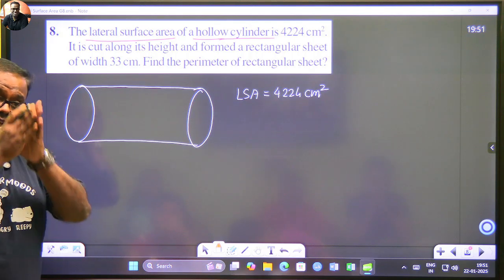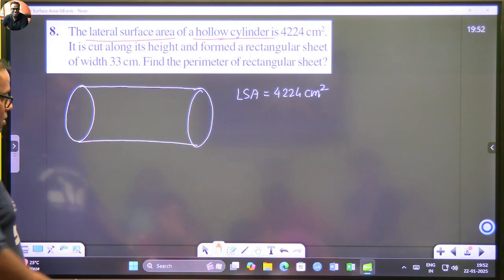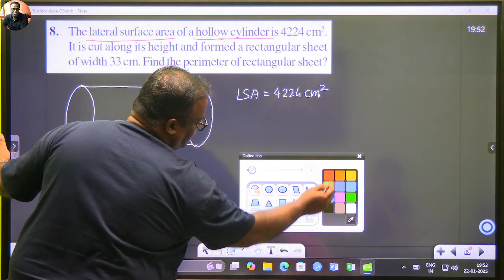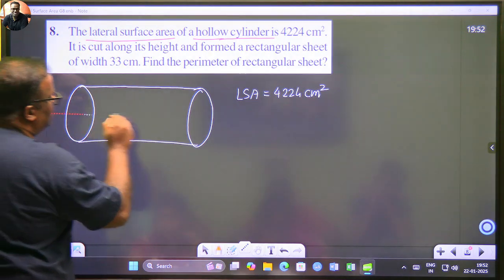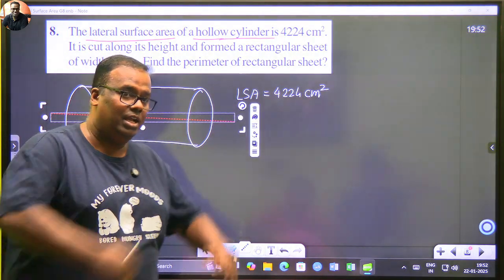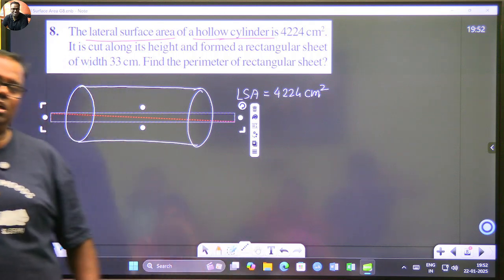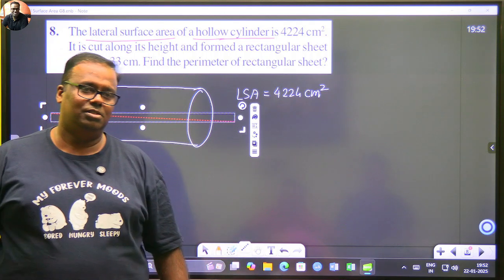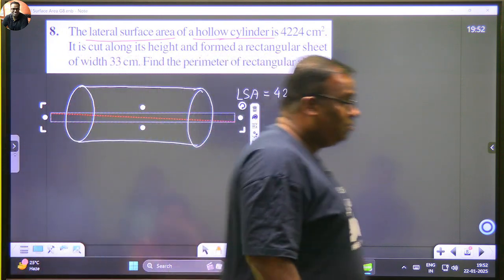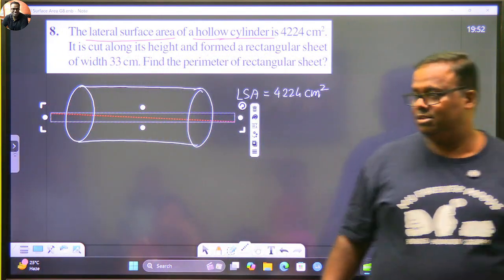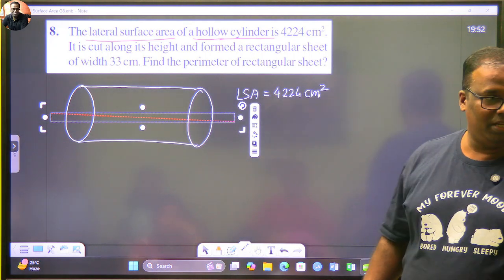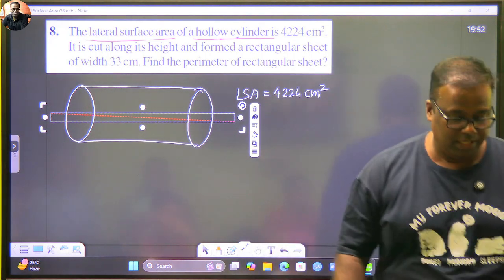It is cut along its height. Means it has been cut along the, for us it will be the length, the same thing. It has been cut along its height. The drum has been cut. And now you can open up each of the curved things. What do you get a shape? You will get a rectangle. How? Look at this.